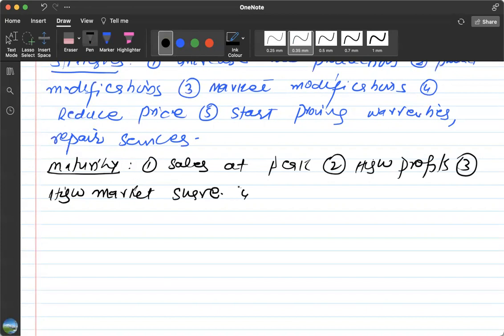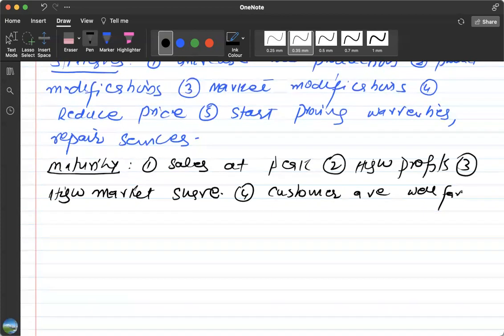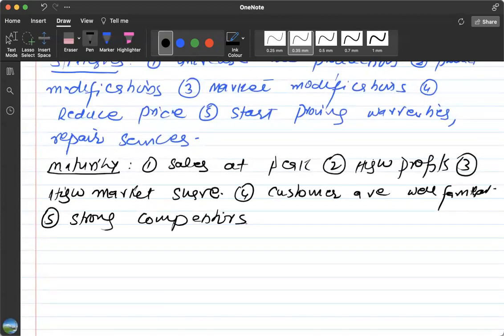Now the customers are well familiar with the product. Every possible customer knows us. And at this stage, if the competitors have emerged at the previous stage, we face strong competition. Because we introduced the product, the competitors have come in and they are making similar products. The consumer is also purchasing from them.